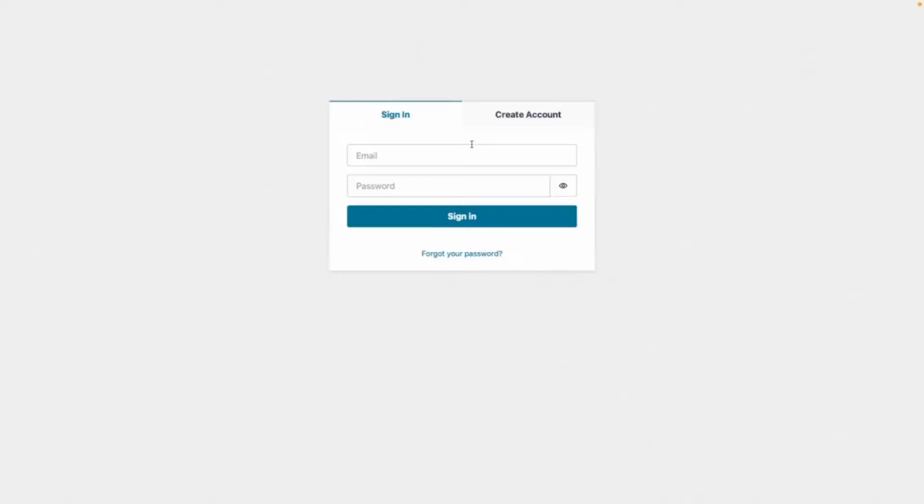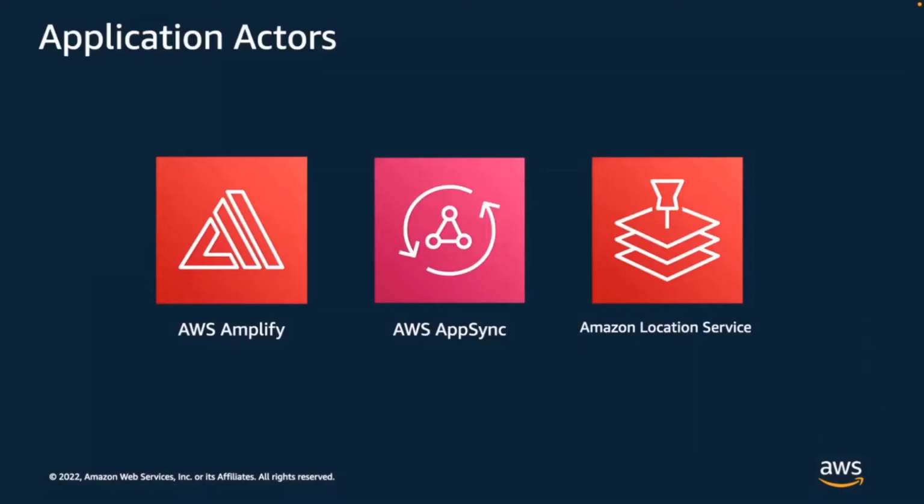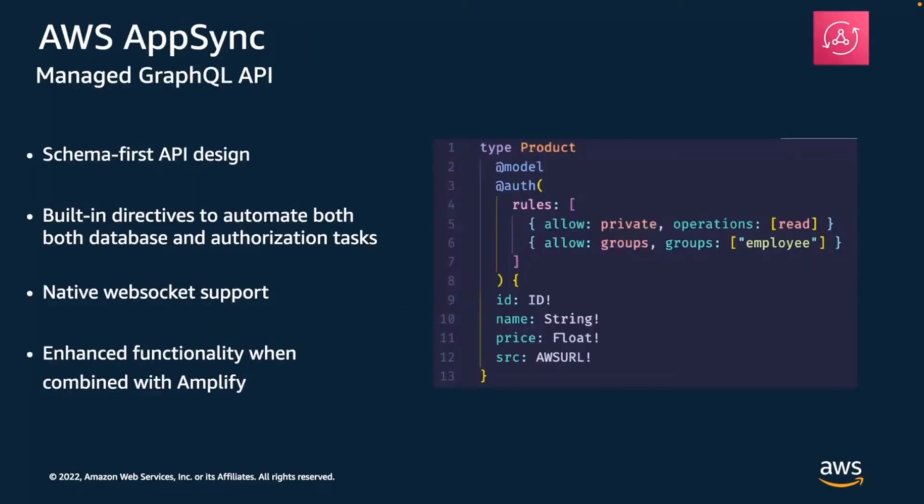Now, with any application worth its salt, having authentication in place is a really great experience. However, it's not the full story. We want to have, in addition to AWS Amplify and Location Service as our actor, we're really going to be focusing on our AppSync. Now, AWS AppSync is a managed GraphQL API. It has a ton of benefits with it, such as being schema-first API design. Now, what that means is you can define your schema, and that is your source of truth in your application.